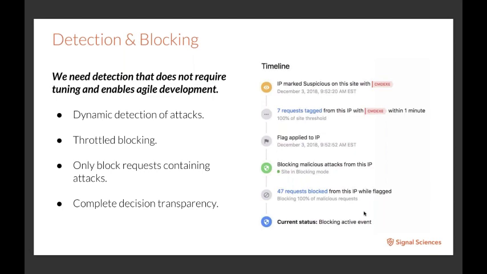And then complete decision transparency, right? If blocking does occur, developers and operations need to understand why if they need to look into it. If we see this example timeline here, something is marked as suspicious, and then it reaches that threshold. In this case, we saw 7 attacks within 1 minute. So we flagged that IP for blocking, the blocking decision's made, and then any subsequent requests were blocked from that, right? Having that kind of visibility of what transpired, and also being able to dig in and actually see the requests that are being blocked, that's huge for everybody to understand what's going on and to be able to determine any further action if necessary.